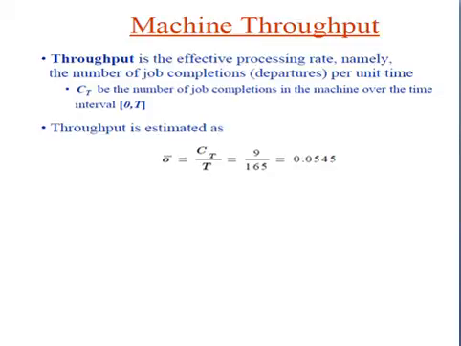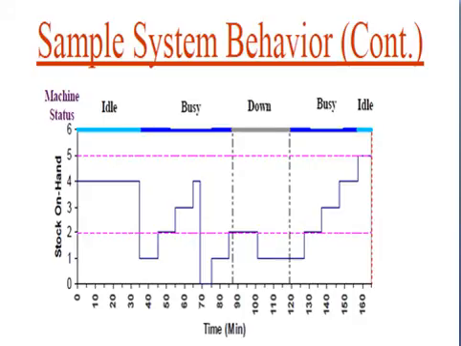So let's go to the diagram. Here you can see each step up is showing a job completion. So here 1, right, 2, 3, 4, 5, 6, 7, 8 and 9. So 9 divided by my total time, which is 165. So the answer is 0.0545.